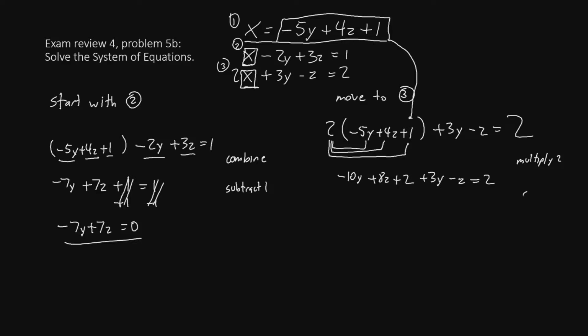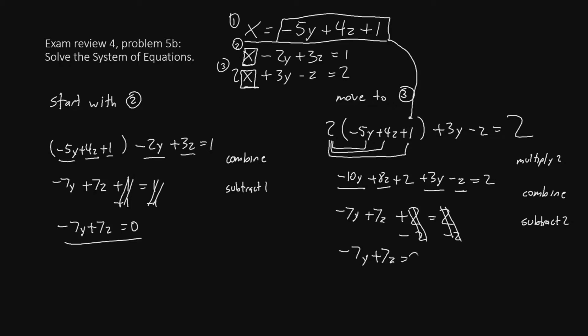Once again, we combine any like terms that we see. We have minus 10y plus 3y makes negative 7y. 8z minus z makes plus 7z. We have the number 2 on the left also, and a 2 on the right. Now we can subtract 2 from both sides. The 2's will cancel out on the left and the right, and give us negative 7y plus 7z equals 0.